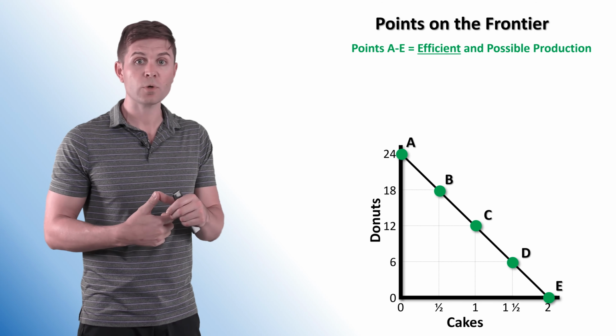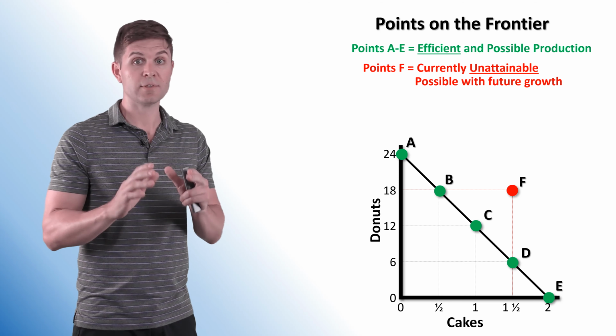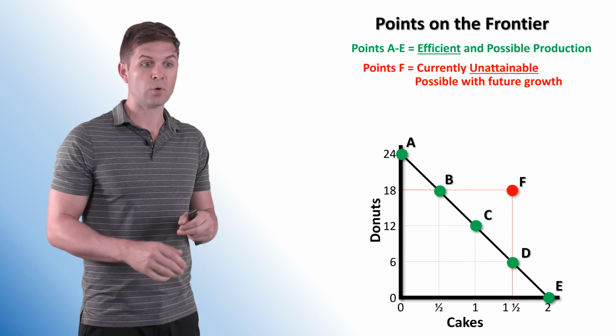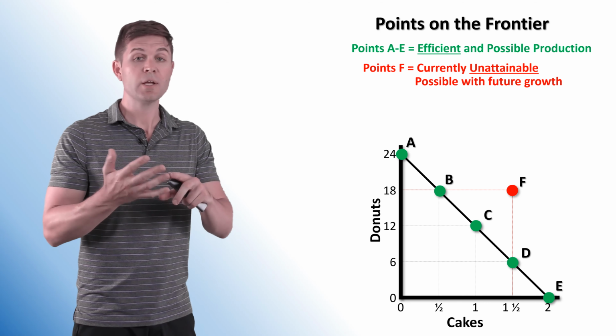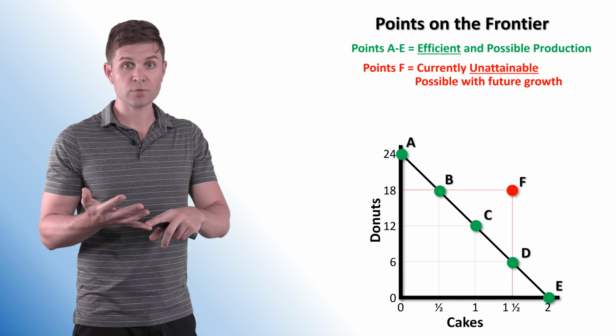Points F are currently unattainable. At some point in the future, we may be able to get there. Maybe the baker gets another employee. Maybe he gets a couple new machines. Maybe he gets access to cheaper and better resources. So he's able to get more. But he's able to produce that in the future. But currently, it is unattainable. We cannot produce 18 donuts and 1.5 cakes given the resources we have, the technology we have, and the labor that we have.